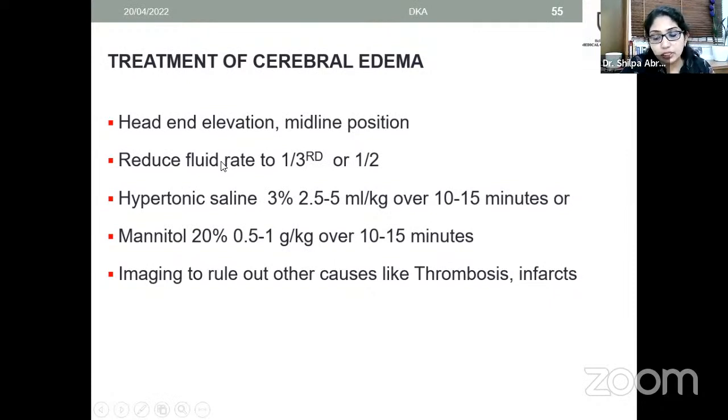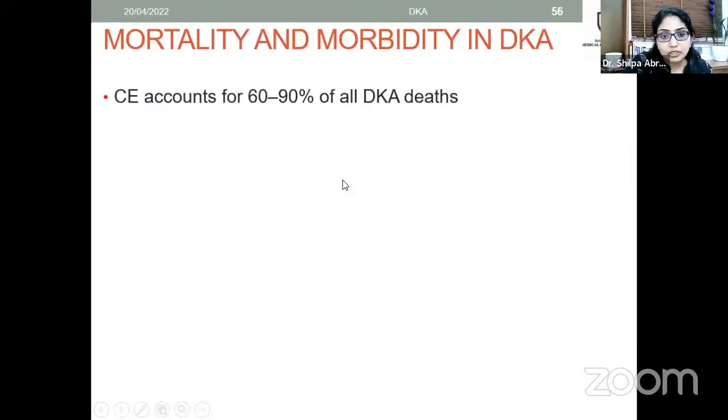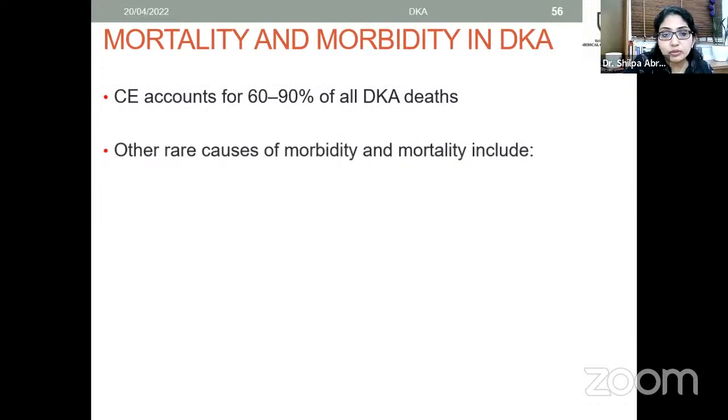Reduce the fluid to 1/3 or half of what you're giving. And once the child is stabilized, if the altered sensorium still persists, then you may have to do imaging to rule out other causes. So what are the more important causes of mortality and morbidity in DKA?